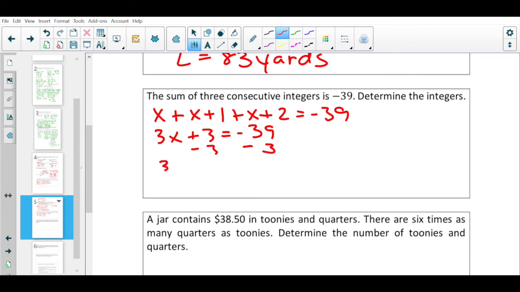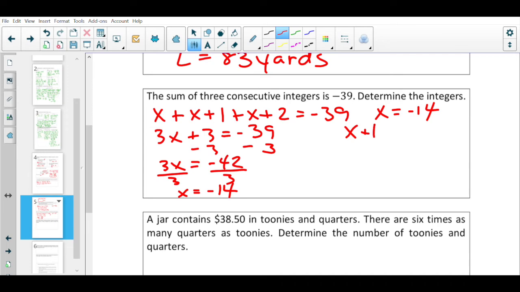Let's isolate x. 3x equals negative 42. x equals negative 14, right? Because 14 times 3 is 42. Good. So x is negative 14. Determine all the integers.